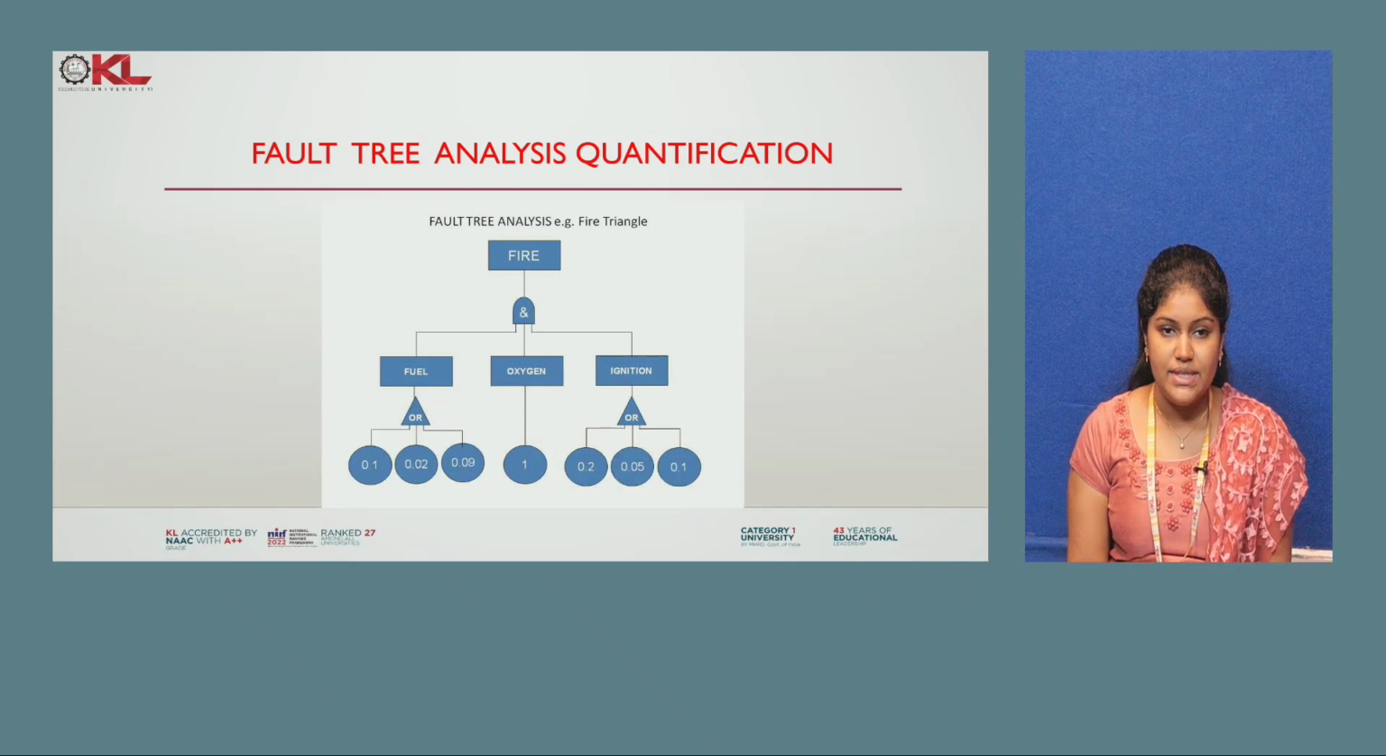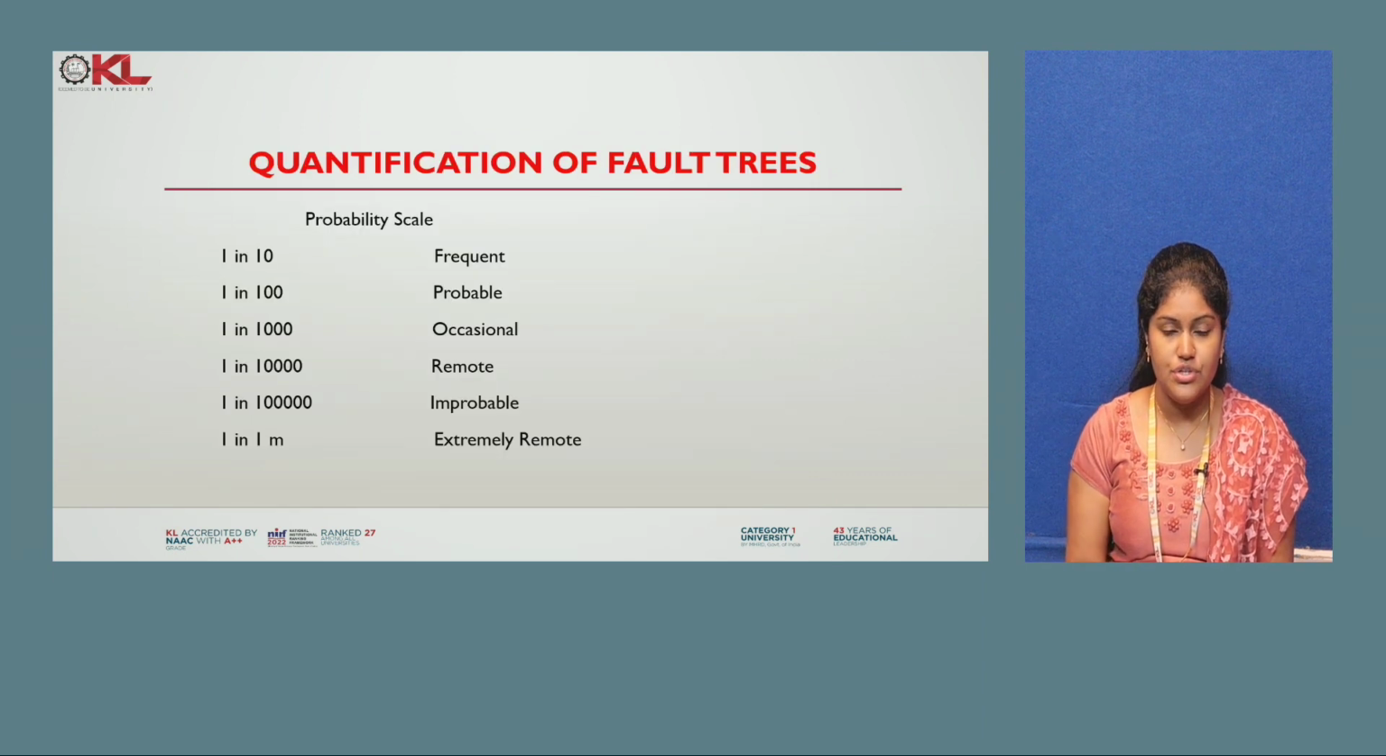Here you can see that in the fault tree analysis some values are also mentioned. In the fuel OR gate, 0.1, 0.02, 0.09. In the oxygen, 1 is there; ignition 0.2, 0.05, 0.1. So we have received the output. The probability is also mentioned here: quantification of fault trees, that is the probability scale. 1 in 10 means frequent, 1 in 100 means probable. Like that it has been given clearly.